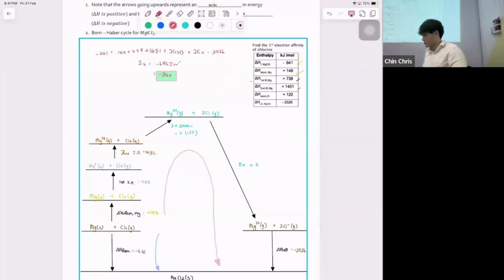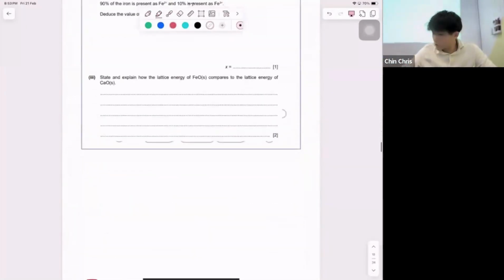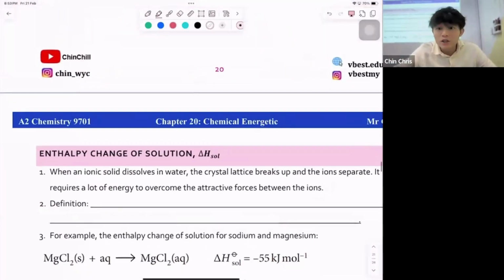Let's go. What's the next page? Alright guys, now I want you to skip everything. Page 21. We have delta H solution, guys. Let's go. Look at delta H solution, everyone.